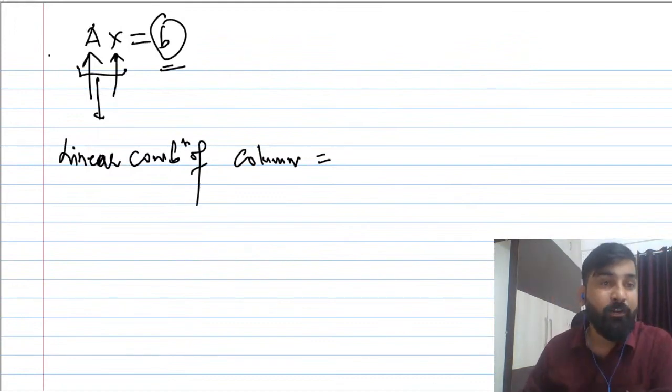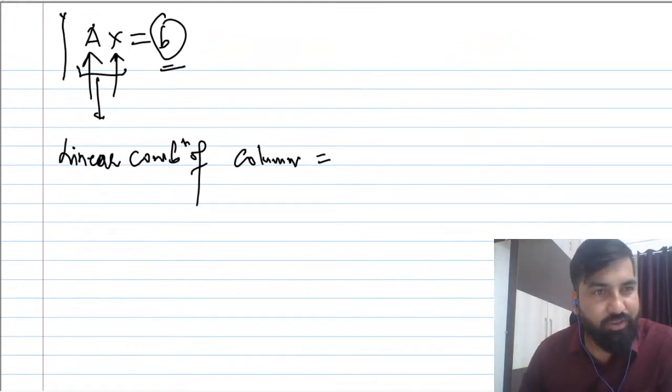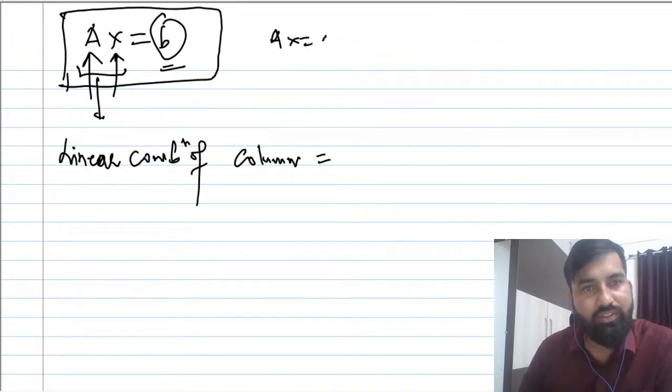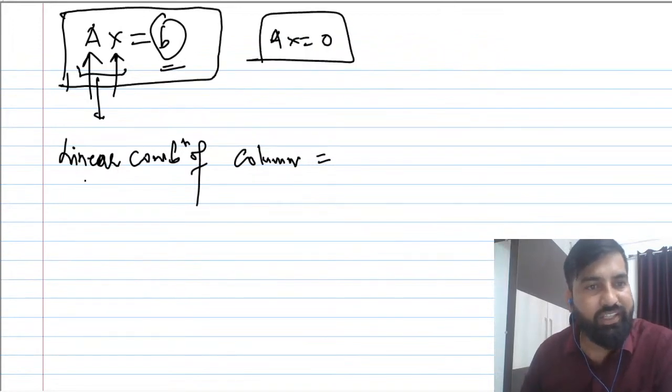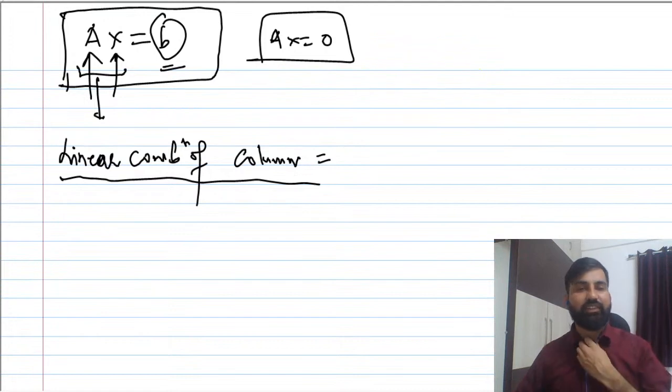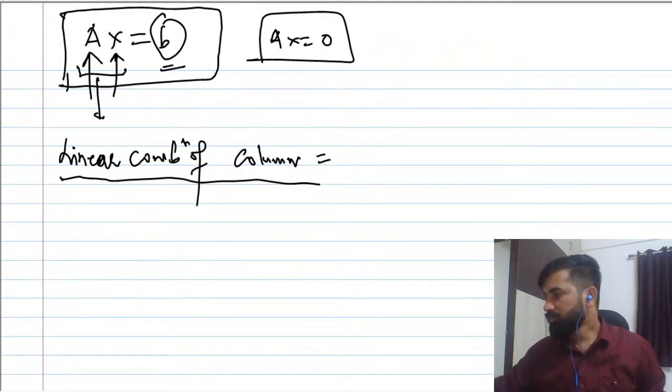This is very important. In most of the sessions you will find that they just talk about Ax equal to b or Ax equal to 0, that's it. These are the new terms, the new terminology which you have to understand. So, linear combination of column vectors, right? Okay, so I hope this makes sense.